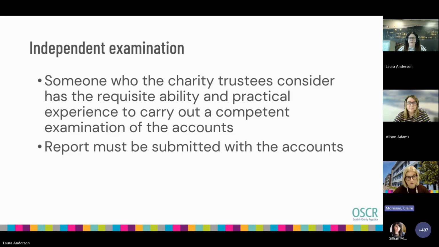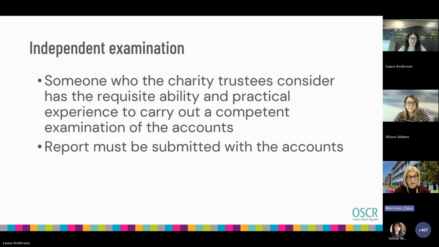And there are two forms of external scrutiny: independent examination and audit. Independent examination is a form of scrutiny which has been specifically designed for smaller charities. The independent examination of receipts and payments accounts must be carried out by someone who's independent of the management and administration of the charity, and who the trustees believe has the required skills and experience to carry out such examination.